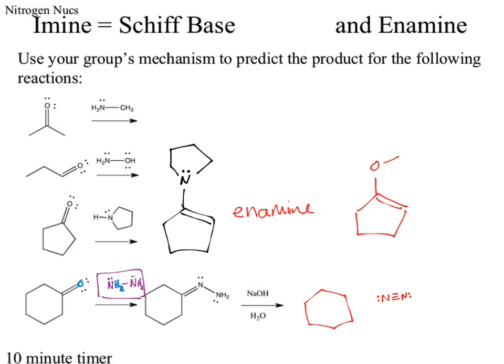More importantly, what did we do? We added 2 hydrogens directly to the carbon. Functional group change, what happened? We started with a carbonyl and we now have an alkane. We completely removed the carbonyl functional group.